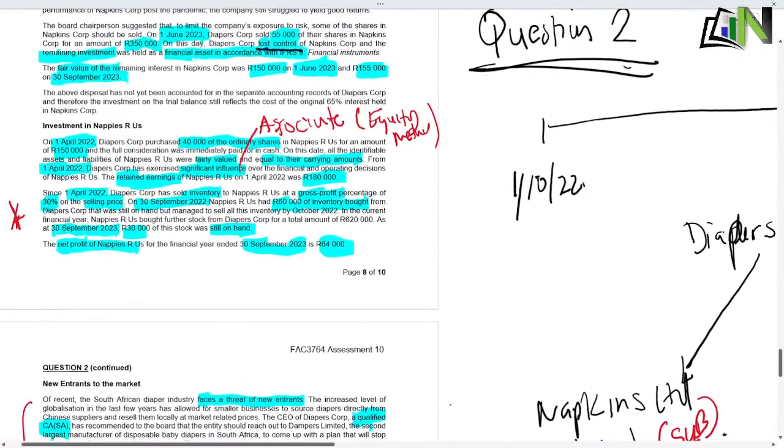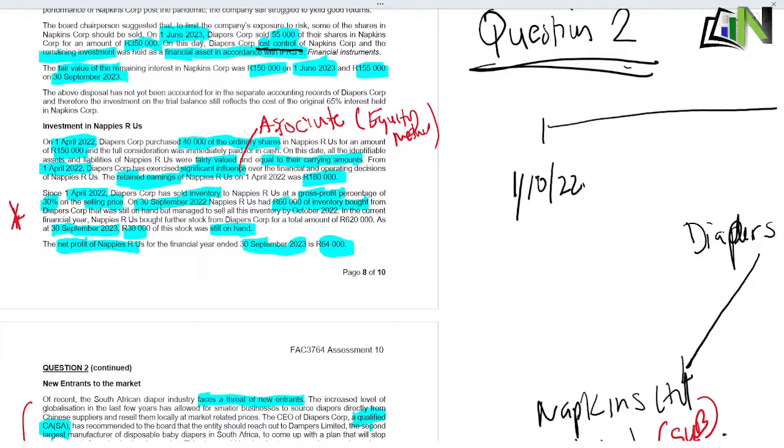I know we started reading this already on Saturday, but I'll just read again. It says on 1 April 2022, Diapers Corp purchased 40,000 of the ordinary shares in Nappies R Us for an amount of 150,000, and the full consideration was immediately paid for in cash. So this is just the beginning, right? This is not the information I need. I'm looking for the intergroup transaction. But I'll read it anyway so that it flows.